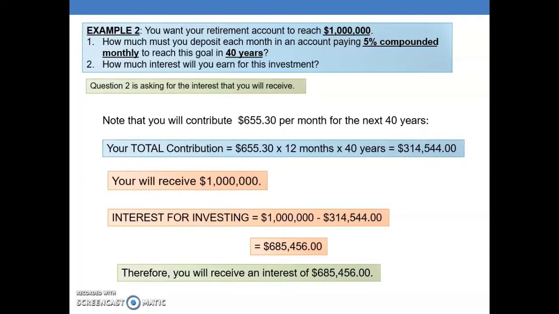That's actually more than twice the amount of your contribution. Because you contributed about $300,000, you will get interest of more than $600,000. That's a lot of money, and that's why they are advising us to start early when it comes to retirement, because it's really not how much money you put in, although it matters. What really matters is the span of time that you are contributing. The more time you have, the more interest you will accumulate.